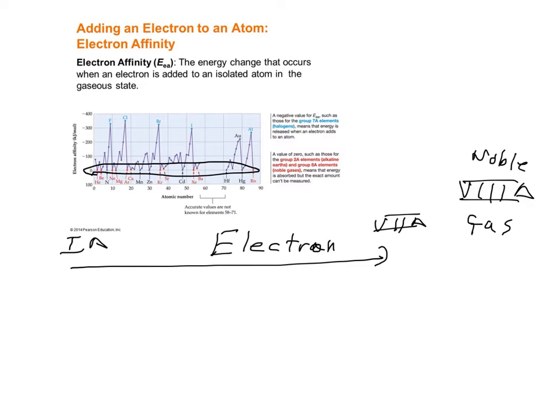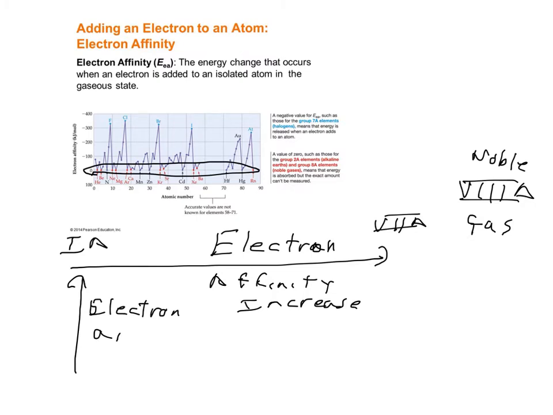So your electron affinity increases across a period as you go left to right, because your effective nuclear charge increases, right? And the more effective nuclear charge, the better you can attract electrons. So electron affinity is also going to increase up a group for the same reason. So once again, your summation for electron affinity is going to be the same as it was for ionization energy.